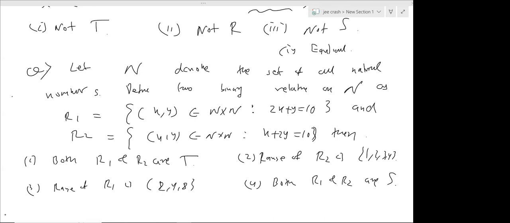Sir, is only one correct or are there more than one correct? This is one correct. JEE Main question.